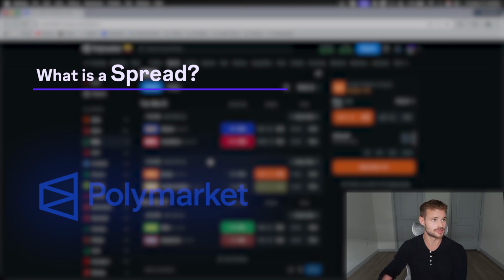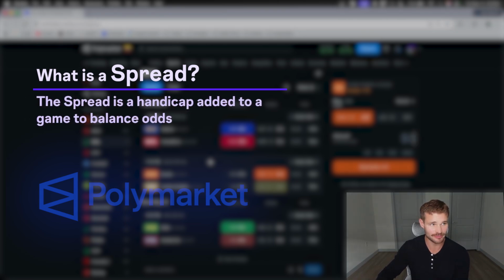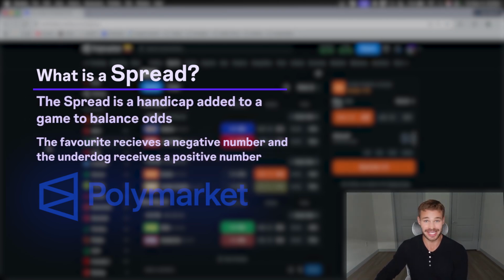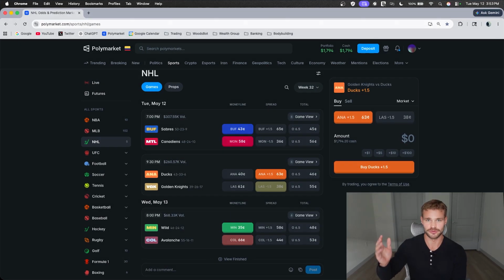What is a spread? A spread is a handicap added to a game to balance a matchup for betting. The favorite gets a negative number and the underdog gets a positive number. So here's an example. Vegas Knights is a -1.5. Vegas must win by 2 or more goals. If they win 3-2, your bet loses. Now, if you choose Anaheim for a +1.5, they need to either win the game or lose by only 1. But if they lose 5-2, your bet loses. Here's a quick rule of thumb. A negative spread, team must win by more. A positive spread gets a cushion.